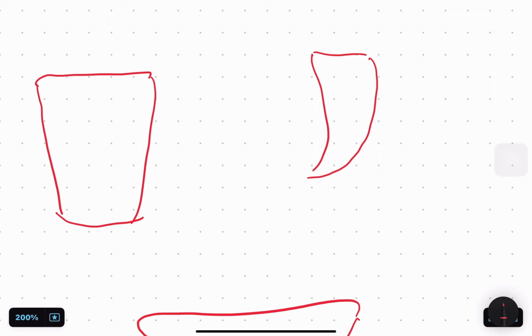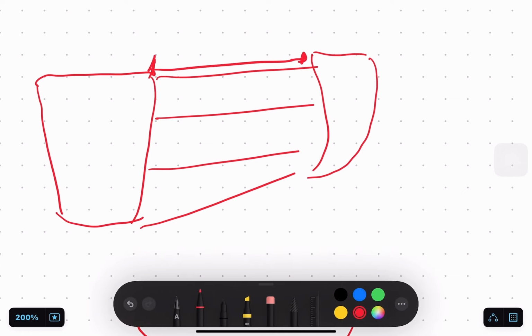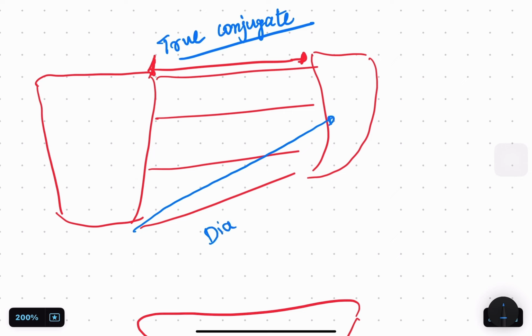So now the only thing which you can measure is your diagonal conjugate. See here, it is again divided into three parts. Okay. This is the true conjugate. Okay, let me use another color. It's the true conjugate. Got it. This is the diagonal conjugate. This is the obstetrical conjugate.